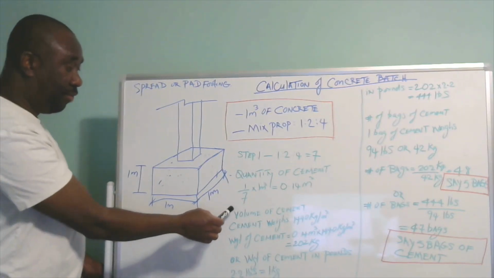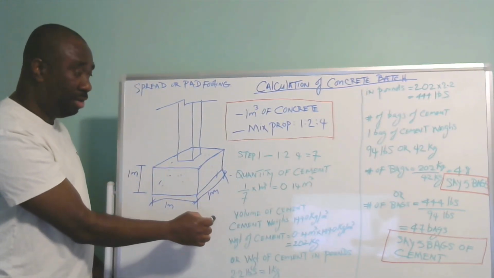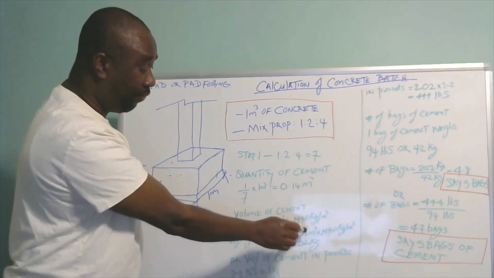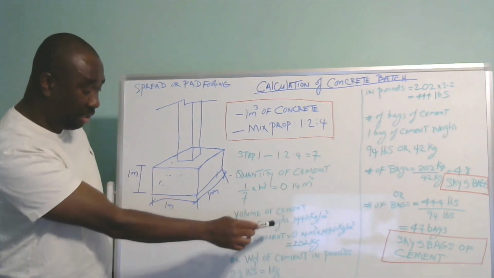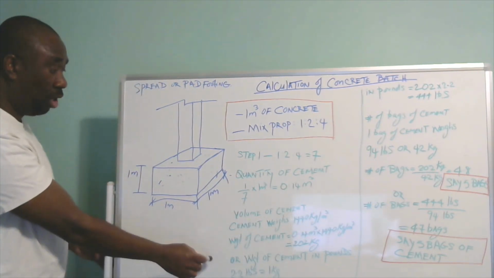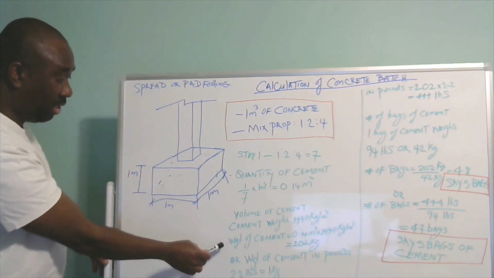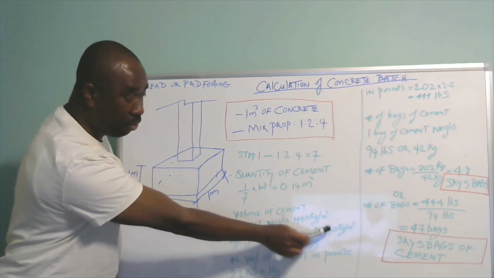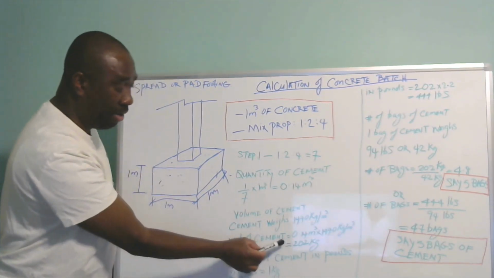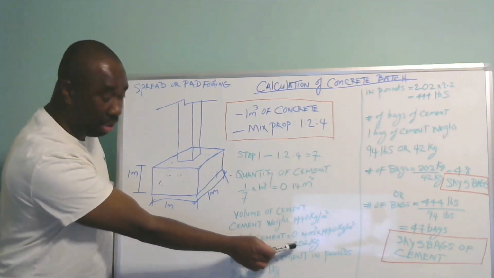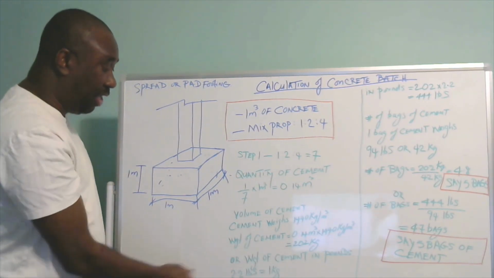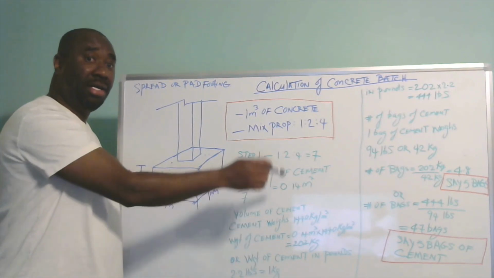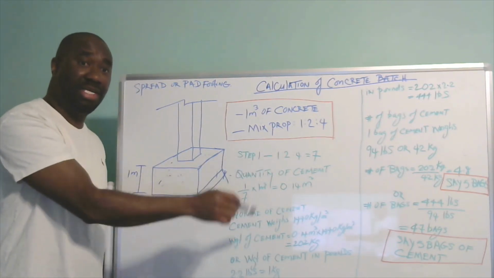Now, the volume of cement, we need to come up with the volume of cement. So we know that cement weighs 1,440 kilograms per meter cube. So what we do now to get the weight of cement, we multiply that 0.14 meter cube by 1,440 kilograms per meter cube, and we end up with 202 kilograms. Now, we can do this two ways. We can find the weight of the cement in kilograms, and we can find the weight of the cement in pounds.